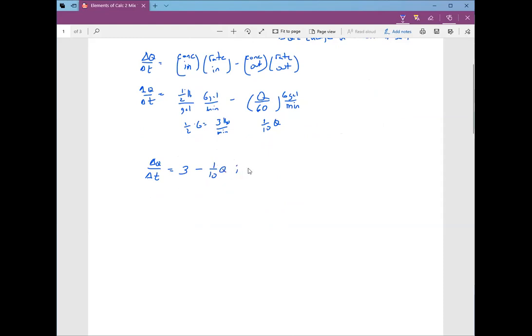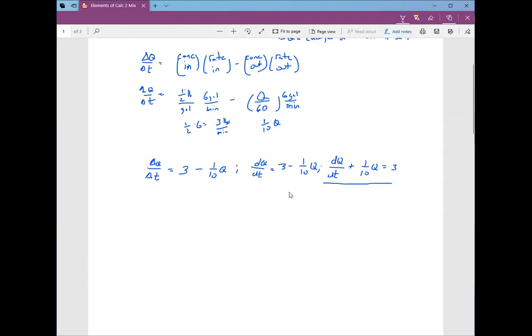Okay, we're going to go ahead and take our limit. So we're going to have dQ/dt equal to 3 minus 1/10 Q. Let's put this in standard form, because this looks like a differential equation. If you wanted to do Euler's method, this would be the proper form, but this is linear, so we can go ahead and do that. So this is dQ/dt plus 1/10 Q equals 3.